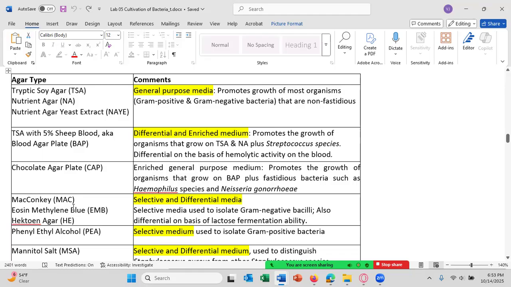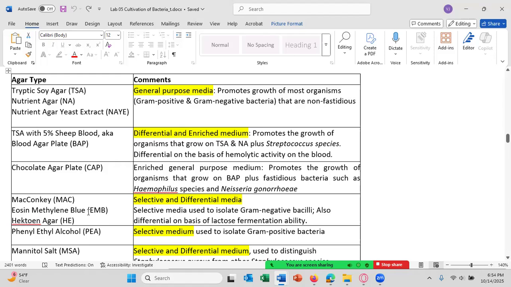If they can ferment the sugar lactose, they will be a different color than if they cannot ferment the sugar lactose. If they cannot ferment the sugar lactose, the bacteria will be their normal color, whatever color they should be. And many bacteria are off-white or white, meaning they lack a color, no pigmentation. If they can ferment the sugar lactose on MacConkey's agar, the bacteria culture itself, meaning the colonies, will be pinkish, and then the agar around the colony will also be pinkish.